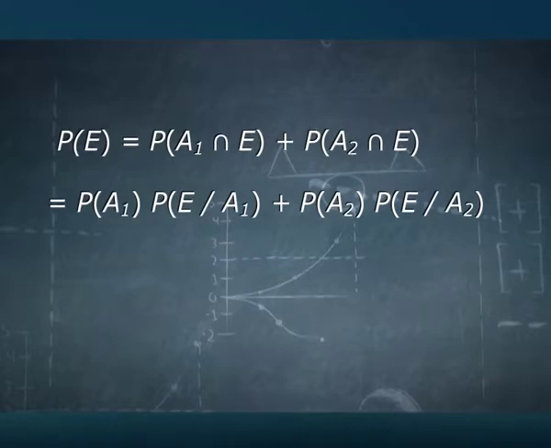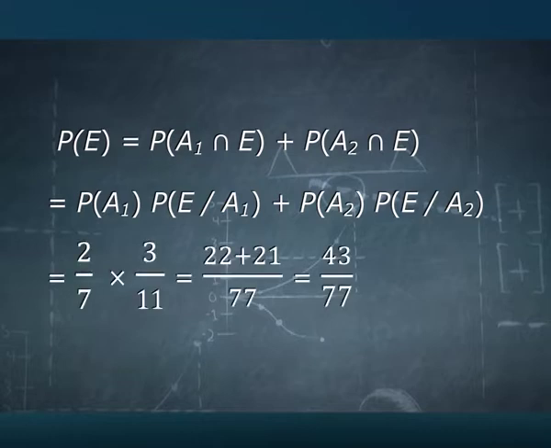Thus, we will have probability of E equal to probability of A1 intersection E plus probability of A2 intersection E. So, which is equal to probability of A1 times probability of E given A1 plus probability of A2 times probability of E given A2. Let us make this equation 1. So, this is equal to 2 by 7 times 3 by 11, that is equal to (22 plus 21) divided by 77, which gives us 43 by 77.